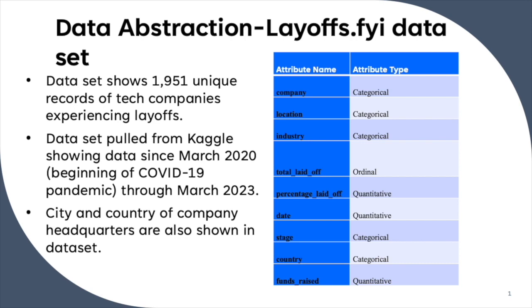So this dataset shows 1,951 unique records of tech companies who are experiencing layoffs. The dataset was pulled from Kaggle, and it shows data since March 2020, which was the beginning of the COVID-19 pandemic, through current March 2023. The dataset also shows the city and the country of the company headquarters, and on the right are all the attribute names and the attribute types within the dataset.